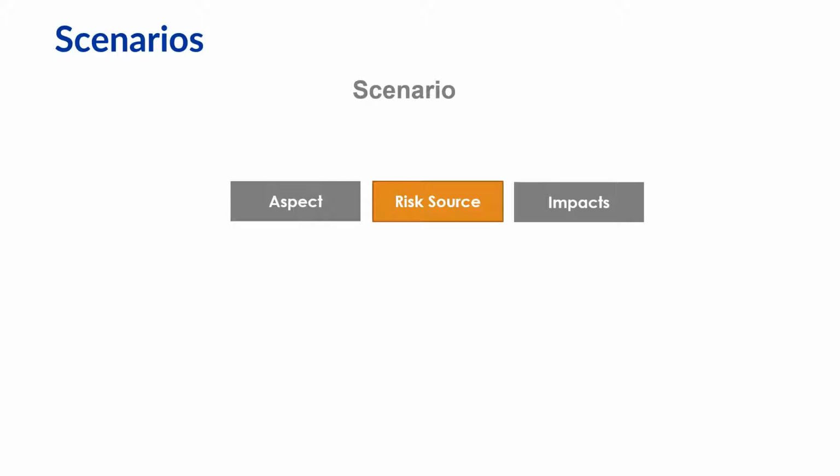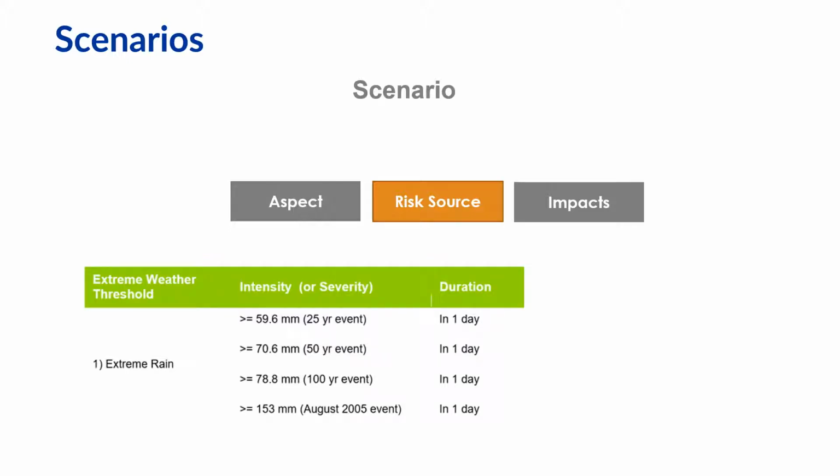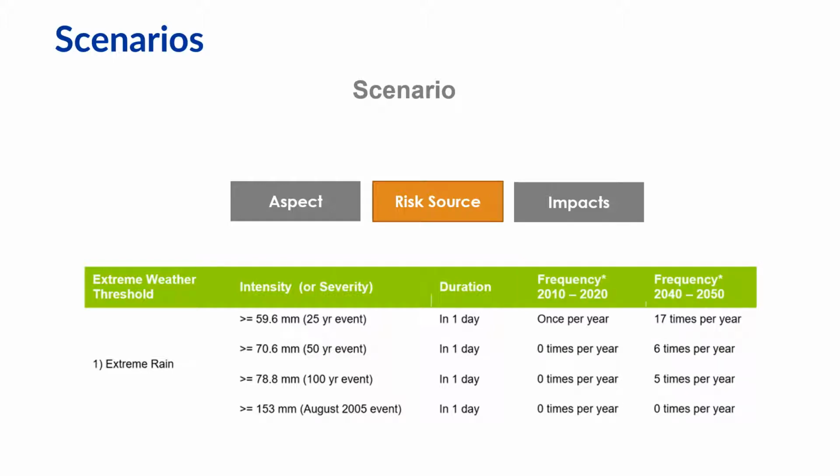A risk source can be any feature of climate change that you feel may affect your business. Extreme rainfall is often identified as a concern of climate change. A table provided here shows how a business might classify increasing severities of extreme rainfall. A business might use a table like this to identify frequencies of these events to inform their decision about the likelihood of this event over present and future time horizons.